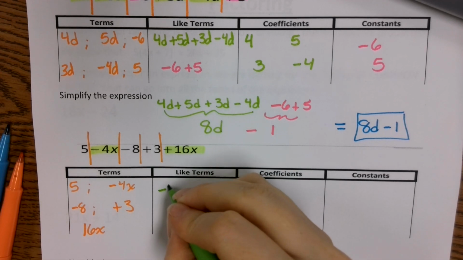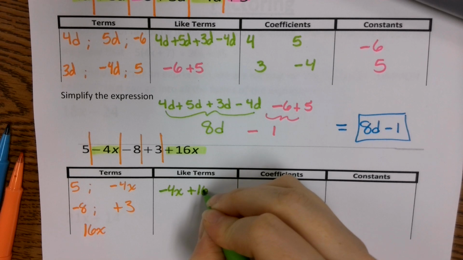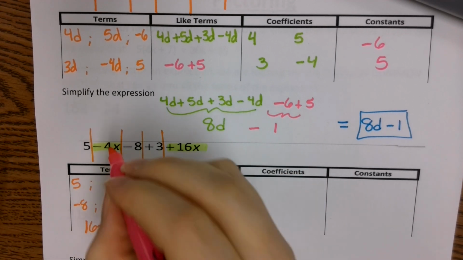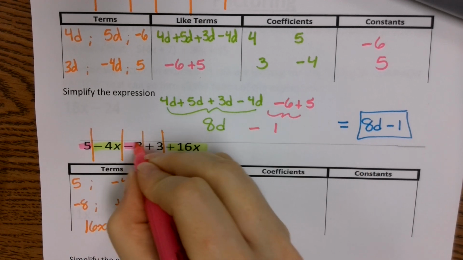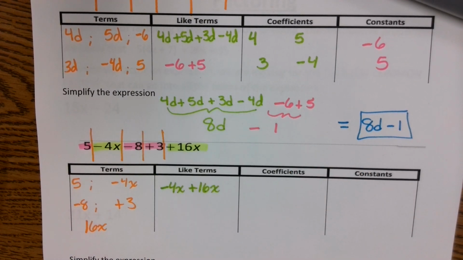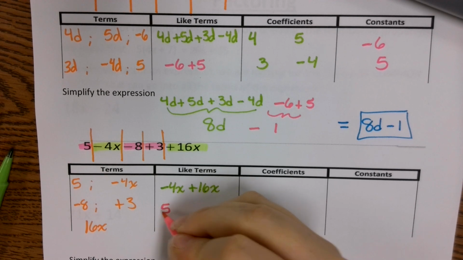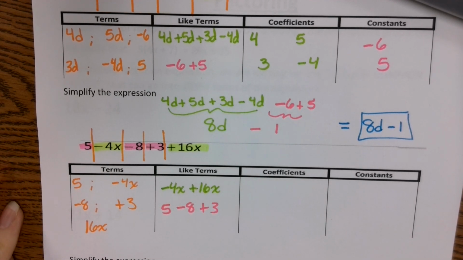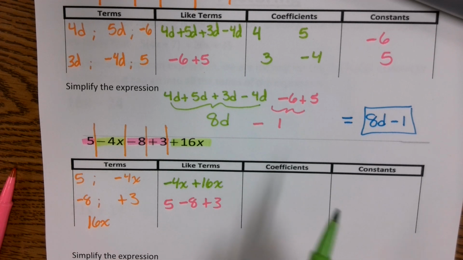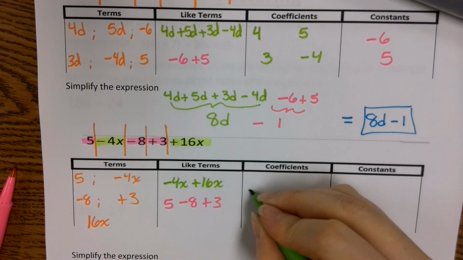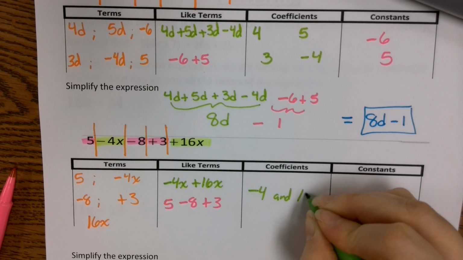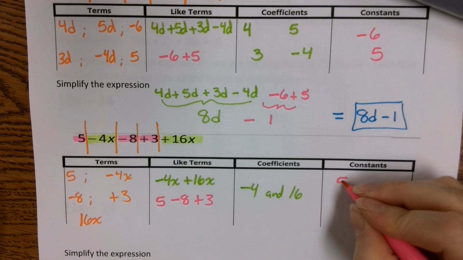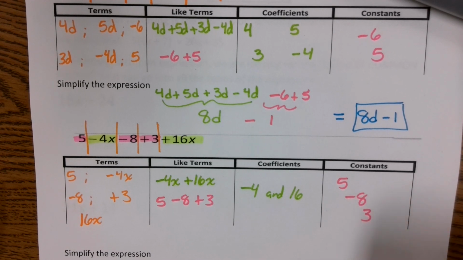Okay? For our like terms, if we focus on the variables first, we have our -4x and a +16x. That's a set of like terms. Then we've got our constants. We have a +5, a -8, and a +3. Again, the coefficients are the numbers that are attached to those variable terms. So we have a -4 and we have a +16. And then for our constants, 5, -8, +3.